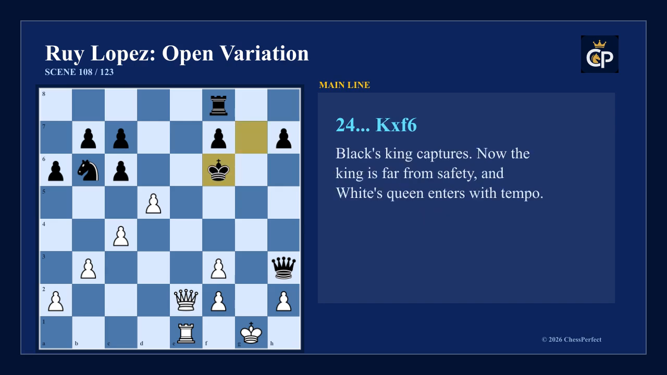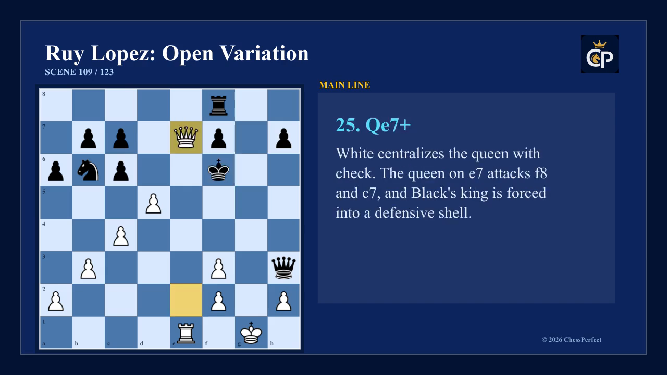King takes f6. Black's king captures. Now the king is far from safety, and white's queen enters with tempo. Queen e7, check. White centralizes the queen with check. The queen on e7 attacks f8 and c7, and black's king is forced into a defensive shell.